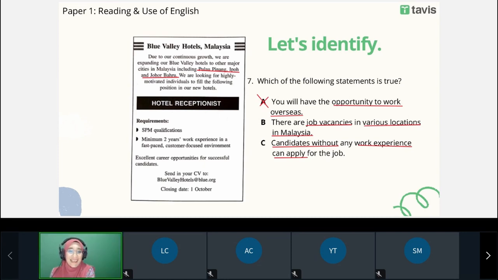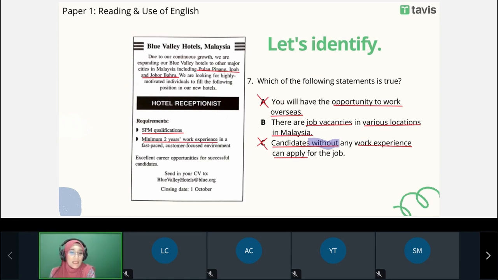Now let's try C. Candidates without any work experience can apply for the job. Let's try and see here. Requirements. So they have a few requirements. They have SPM qualifications and minimum 2 years work experience. So here your clue says 2 years work experience, but C says candidates without. So definitely no. So C is wrong already. See? As easy as pie. No, pie is hard to make, but yeah.